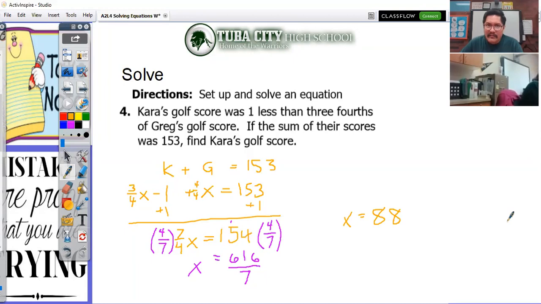Okay, if you've ever watched horror movies, you know sometimes you're just not done. This is Greg's score. Remember, the x by itself is Greg's score. Looking at it, it looks like Kara's score was less because it's 3/4 of it. So it's going to be a little bit less than 88. So we still have to find it. But again, we have another clue. If we add Kara's score, so I'm going to put K for Kara, and Greg is 88 because we know that was his score.